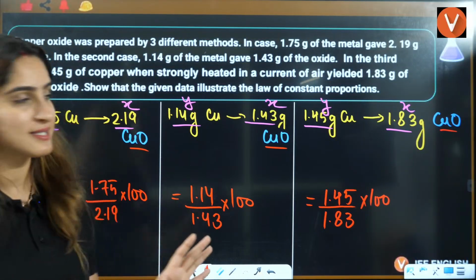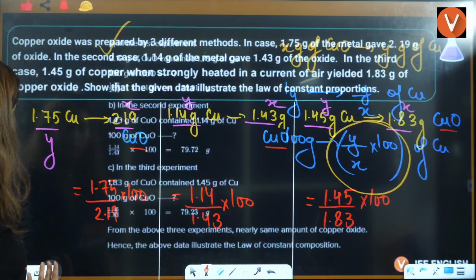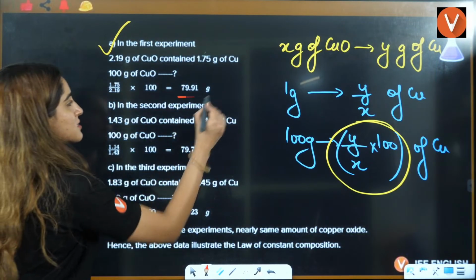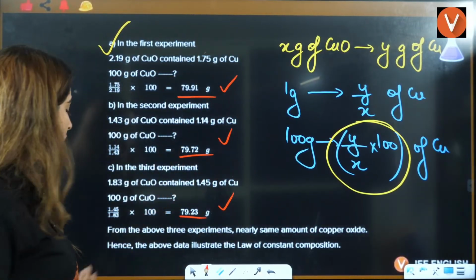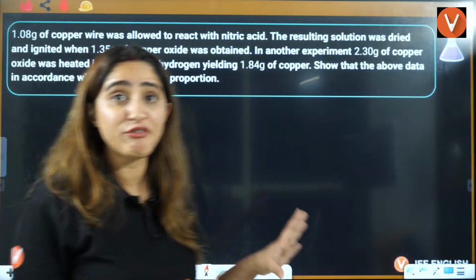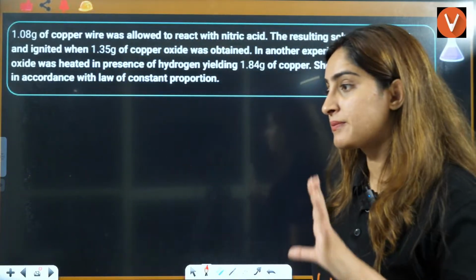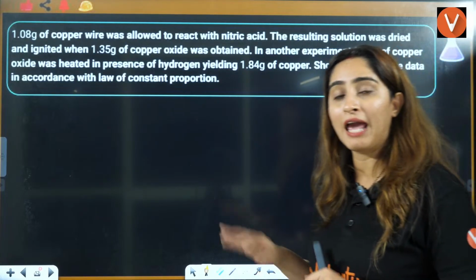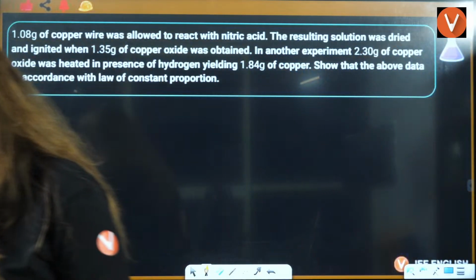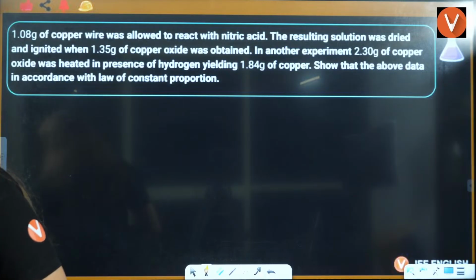So that is clear to everybody. This answer you will see is the same answer you are getting everywhere. So that means it is actually following the law of definite proportion. That means we are clear on that. Next question, everybody, let us see the next question here.